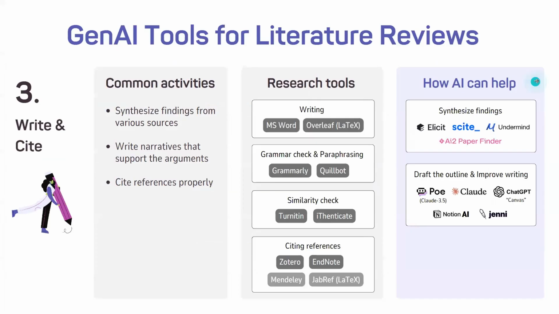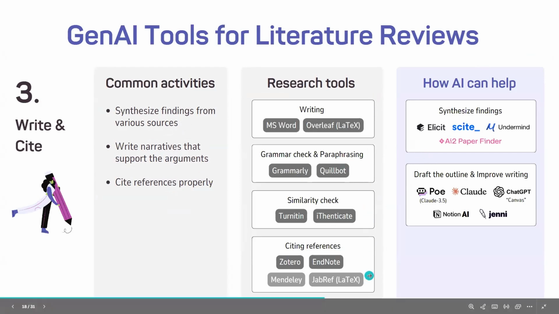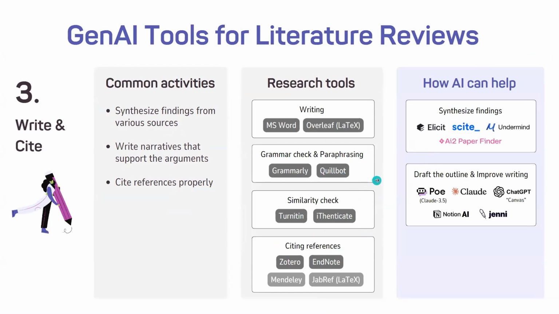All right, the last one. I need to speed up a little bit. The last one is the writing part. Usually at this stage, we need to synthesize the studies. This is actually part of reading, reviewing, and synthesizing; we can't really make a clear distinction, right? And we also need to write the narratives and arguments, and finally cite them properly. The tools we are using include all this, and also some similarity check tools and grammar checking tools. So how can AI help?